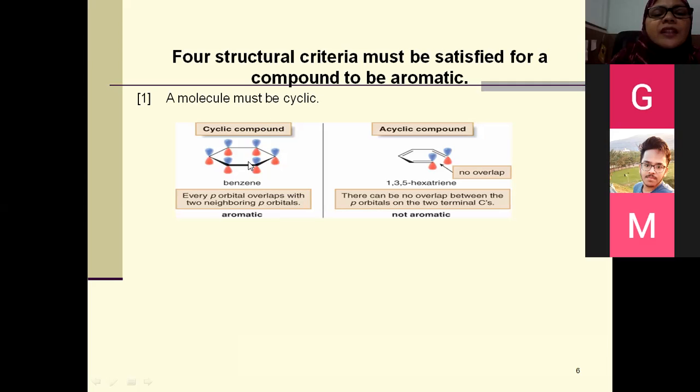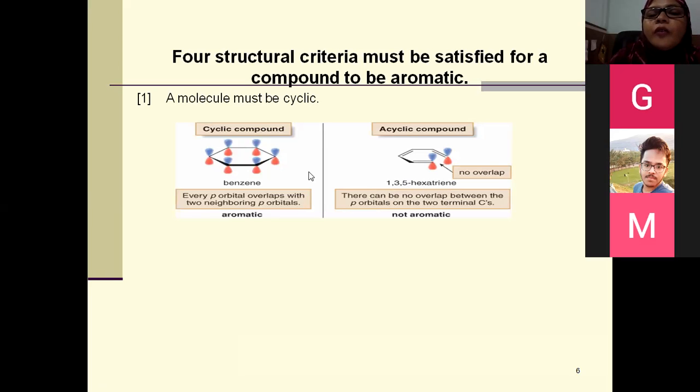In benzene also we have 6 carbon atoms, and here also we have 6 carbon atoms. But here the first and 6th carbon atoms are the terminal carbon atoms. They are not linked together. They are not overlapping with each other. So that's why it's an open chain, and we call it 1,3,5-hexatriene, because there are 3 double bonds at first, third and fifth position.